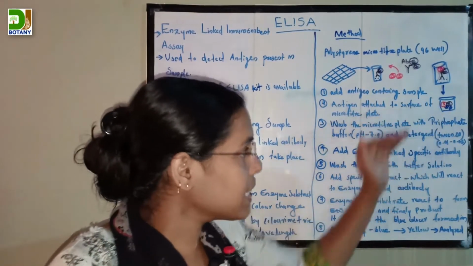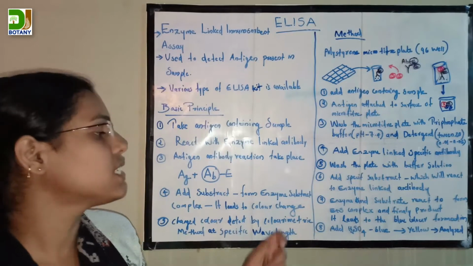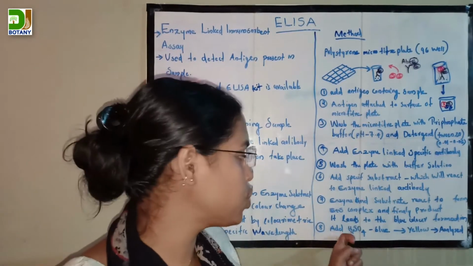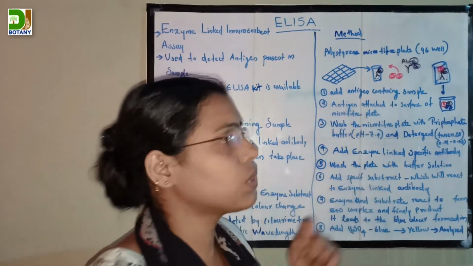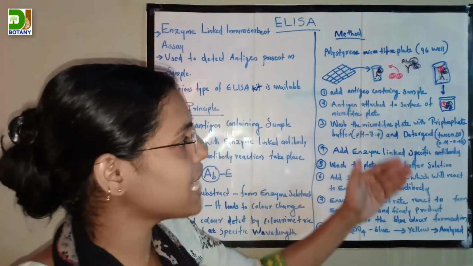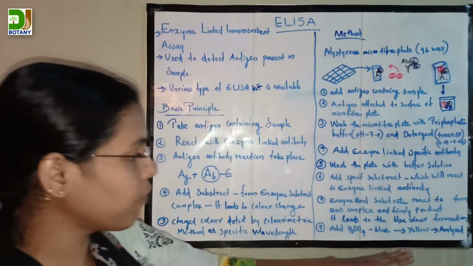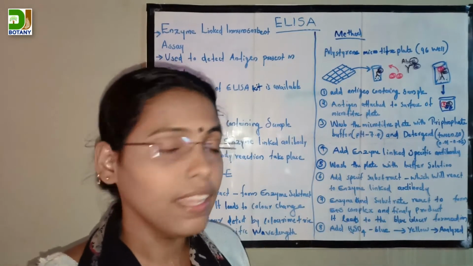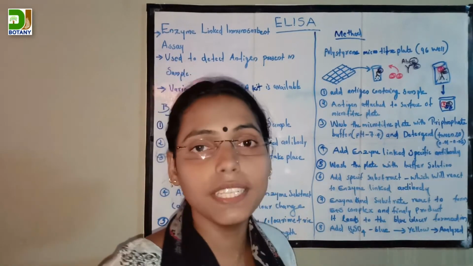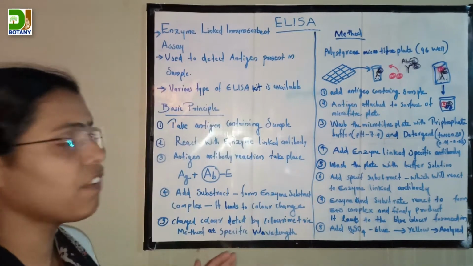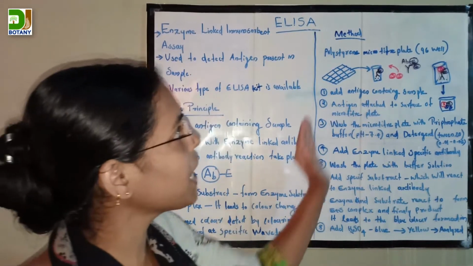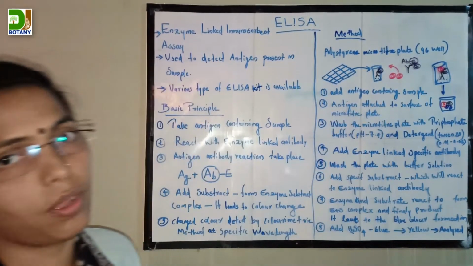Next, we add sulfuric acid, that is H2SO4, to the microtiter plate. The sulfuric acid converts the blue color to yellow color. After the formation of yellow color, we analyze the sample with a colorimeter at a specific wavelength. This is the basic method of ELISA.